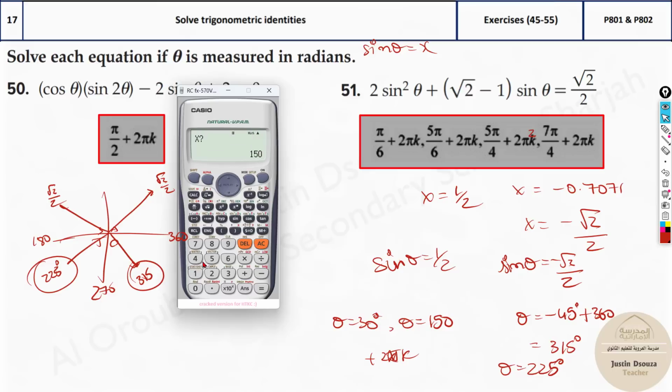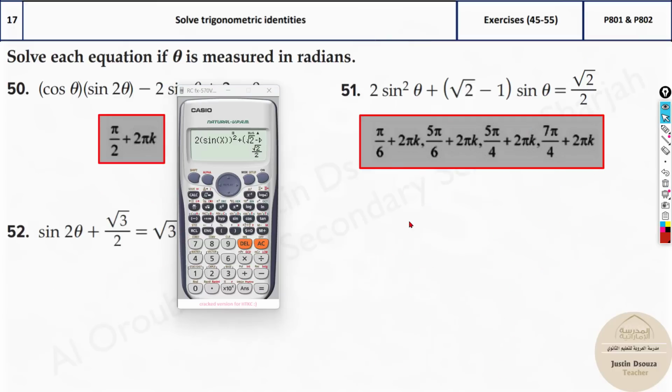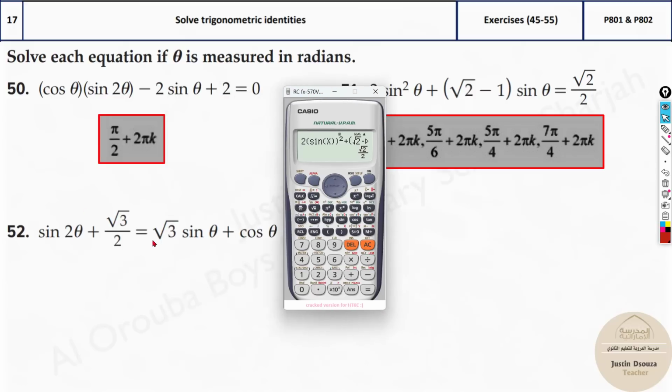Yes, it is again correct. Calc 225, I'm getting the same answer. And lastly, calc 315. And over here, all the 4 answers are the correct solutions. So this is how we solve it up. Now please do solve this by yourselves.